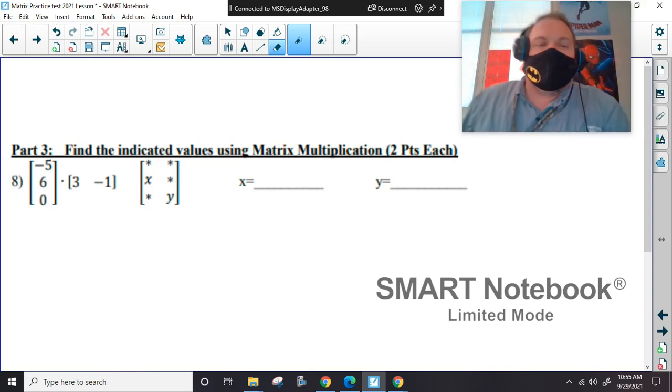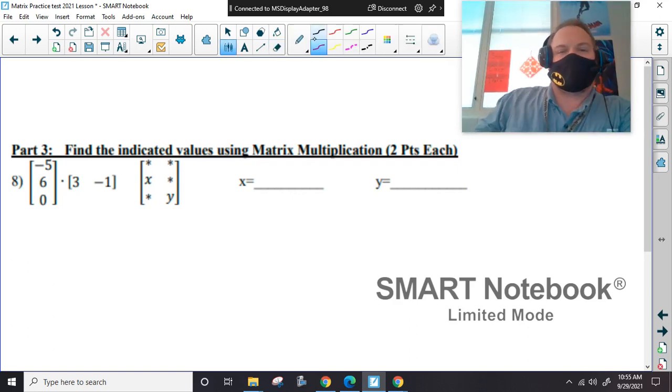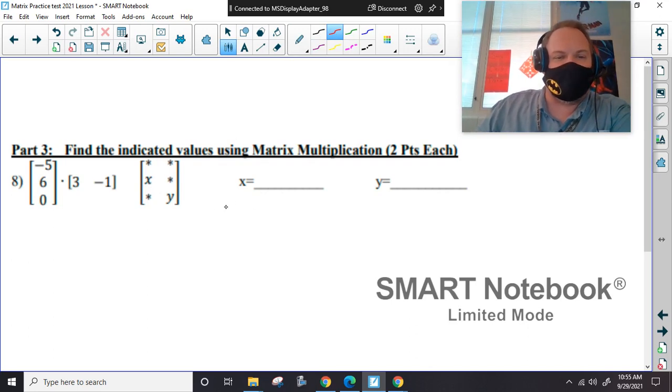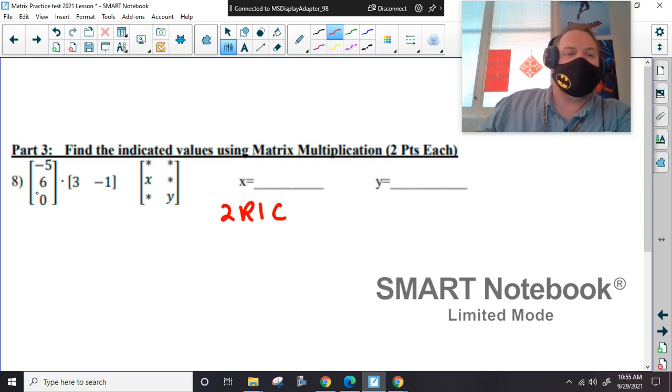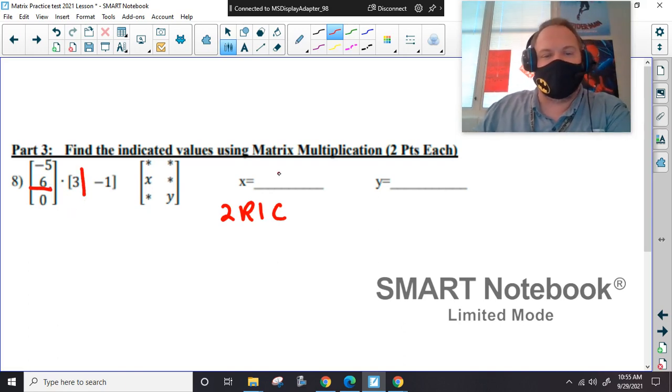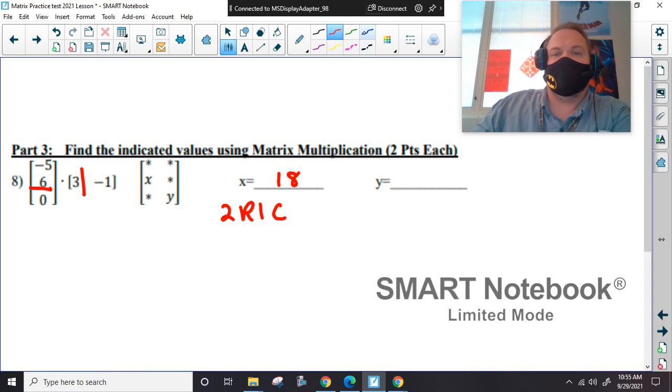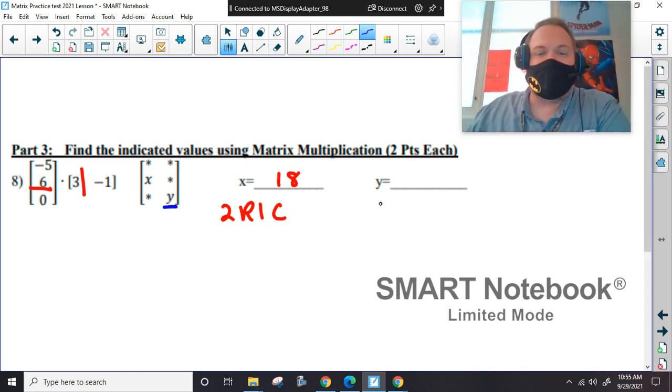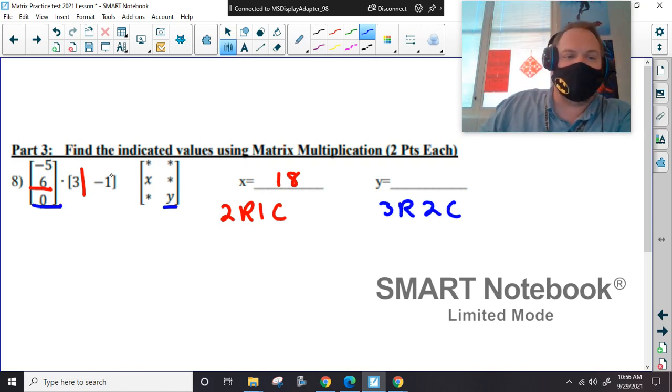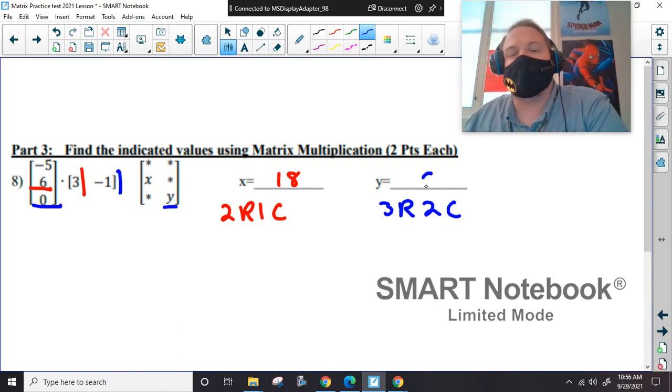Okay, so matrix multiplication. I need to look to see where X is. X is in the second row, first column. So I do 6 times 3, which is 18. Y is in the third row, second column. So that would be this number times this number, which is 0.